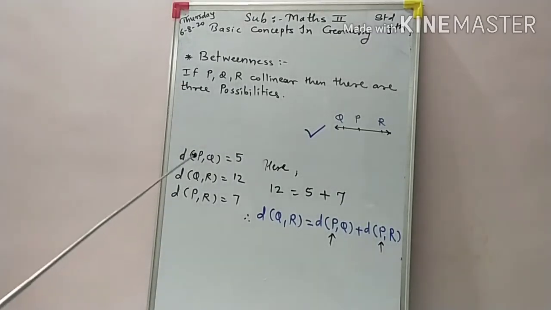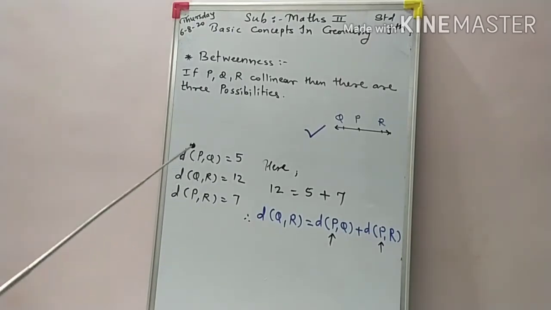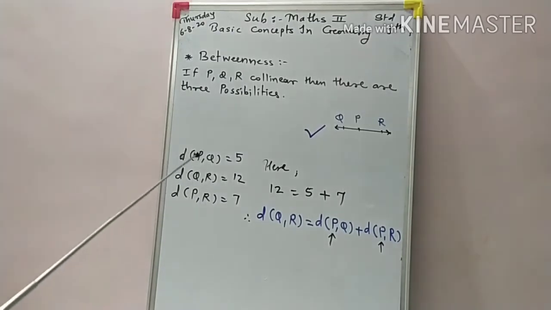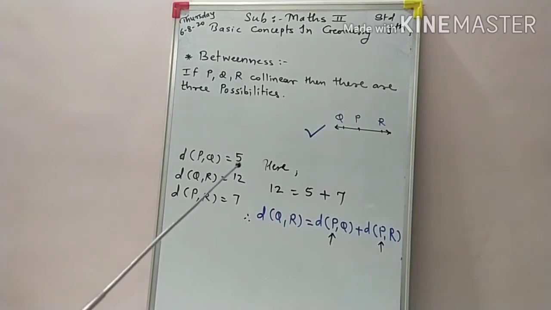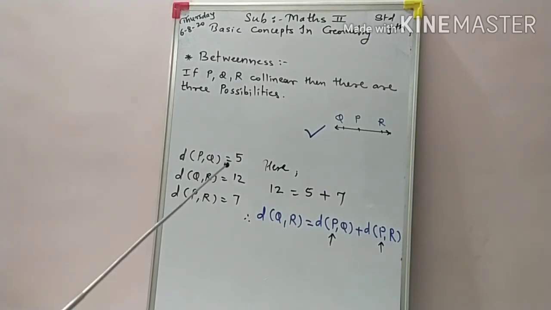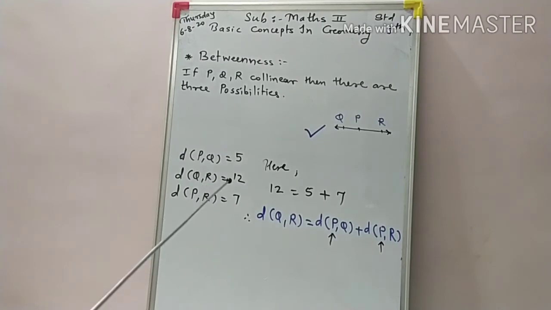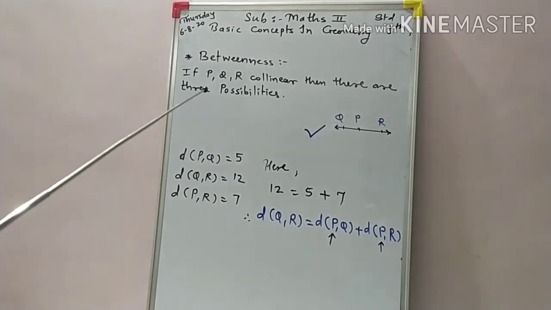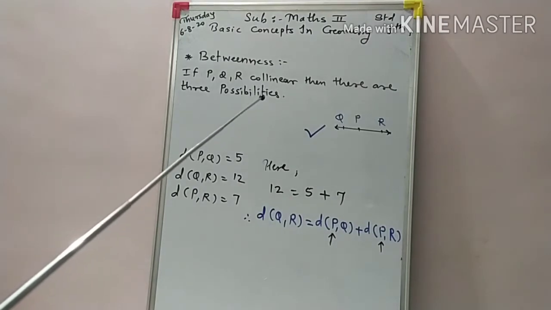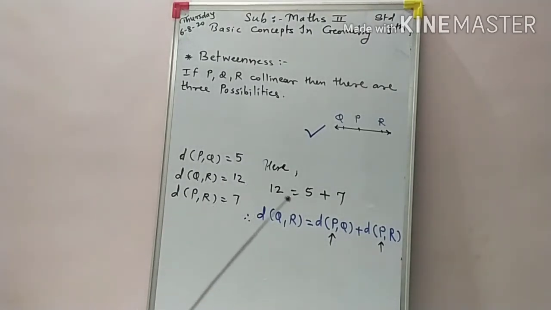First, in the question you are given the distances between the 3 pairs of points. Then what do you have to decide? First you have to find the greatest value, and if the addition of the smaller values is equal to the greatest value, we confirm that the 3 points are collinear. Then we write the greatest value equal to the sum of the smaller values, and then we write the names of the points, and from that we get the in-between point.